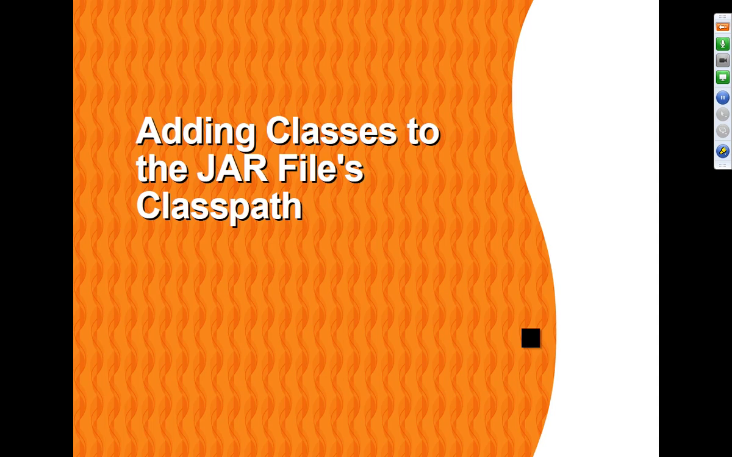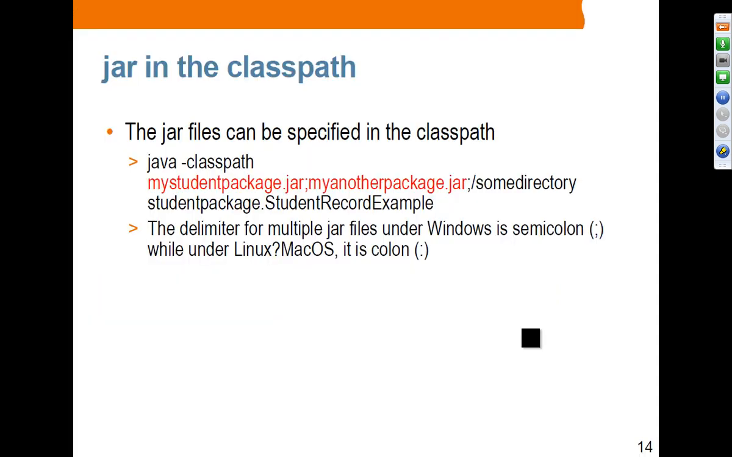Adding classes to the jar file's class path. So this is something that we have done before, right? When we were exercising class path, you were able to specify multiple jar files. On Windows, you're going to use a semicolon, and for Linux and Mac OS, you're going to use a colon.